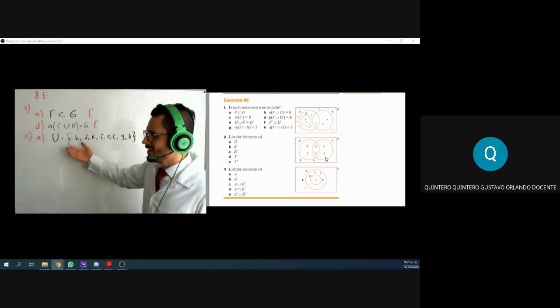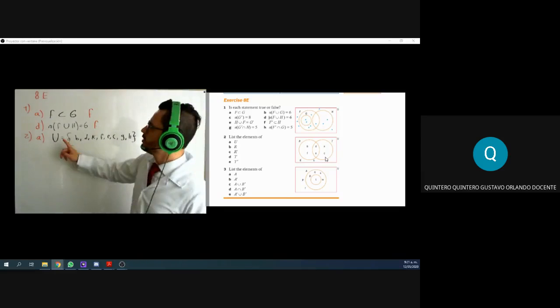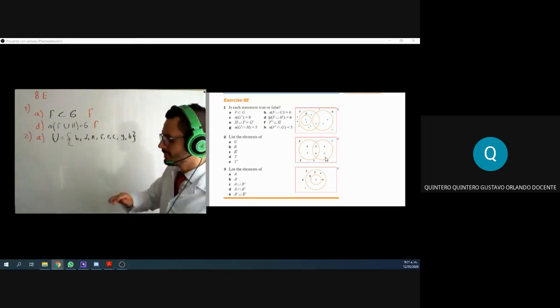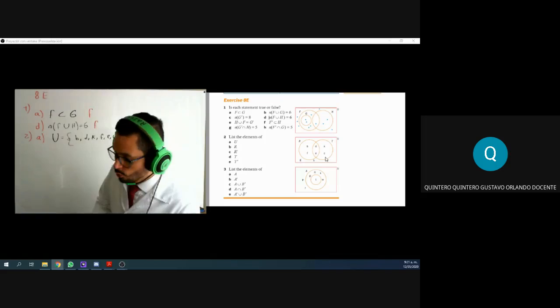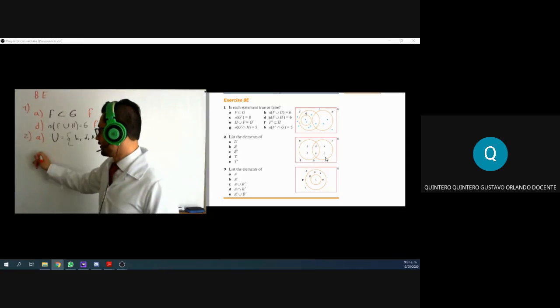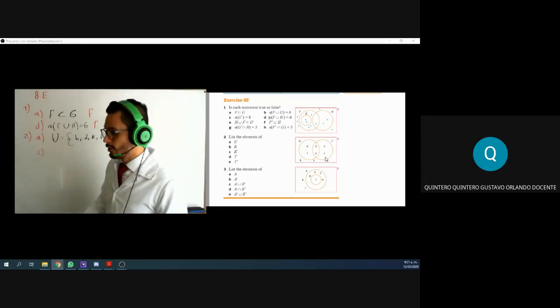We finish listing the elements of the universal set of point 2. That is it. That easy. Now, that was an easy one. Can we do even better? Let's try to do question C. Question C is a little bit more interesting.